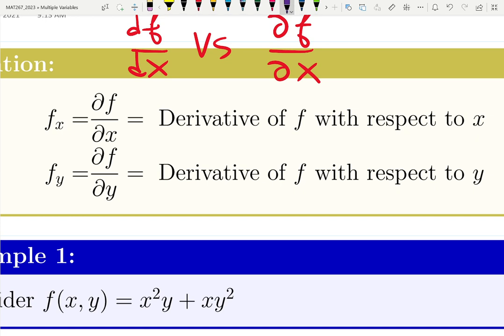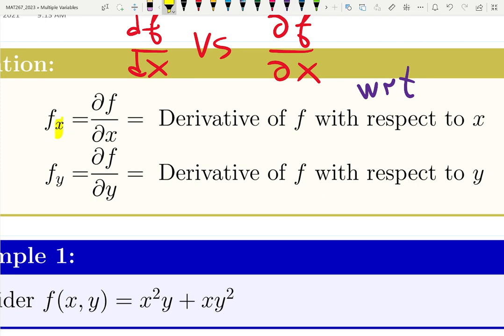Do you know how to write "with respect" fast? WRT, with respect. That's American notation. I like it a lot, with respect. Nobody else knows it though, only Americans created this. With respect to x or with respect to y.